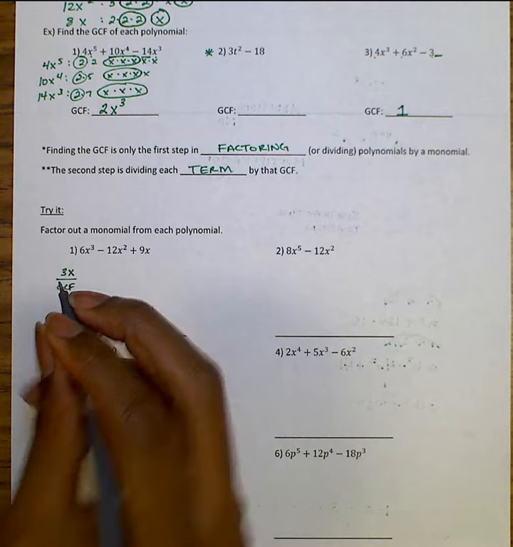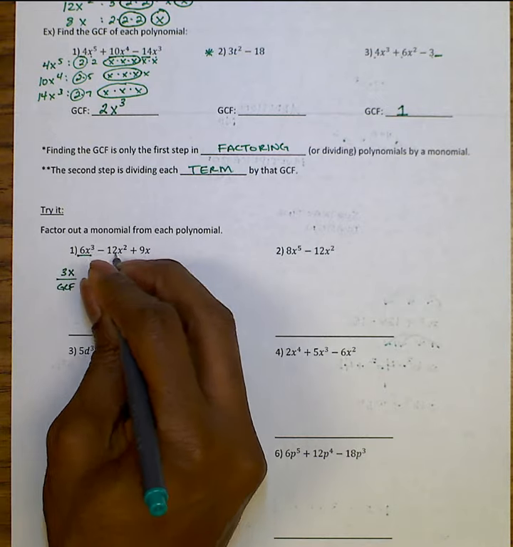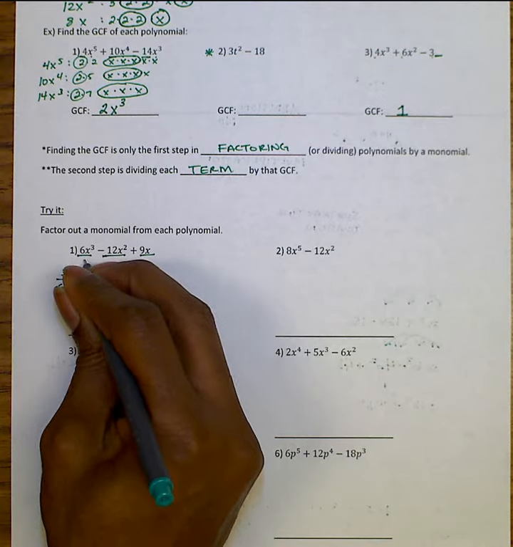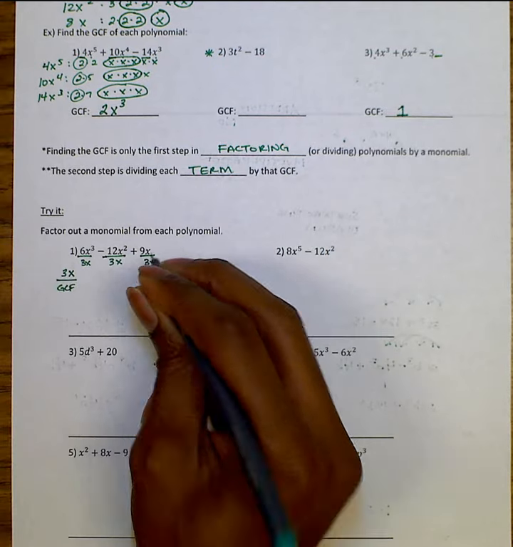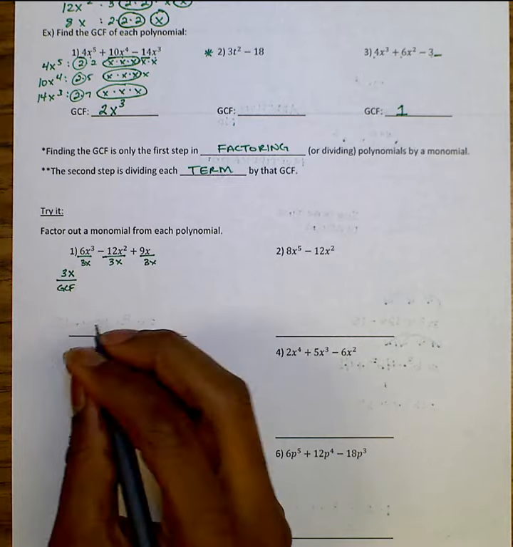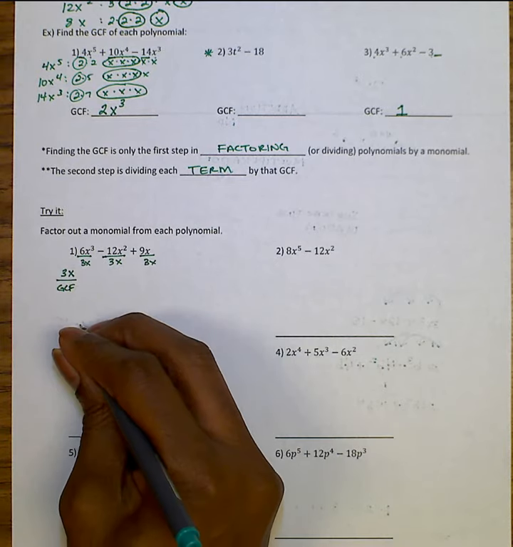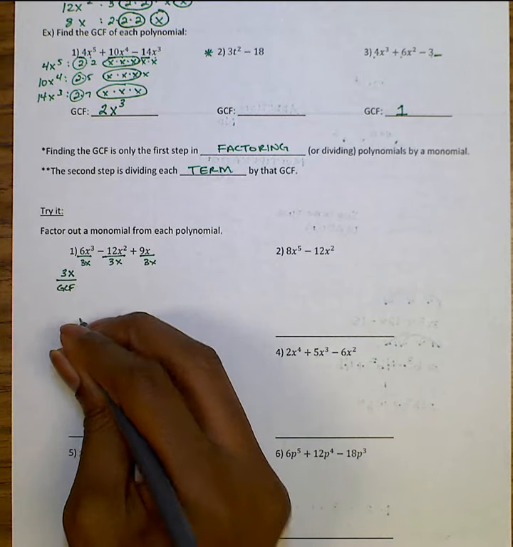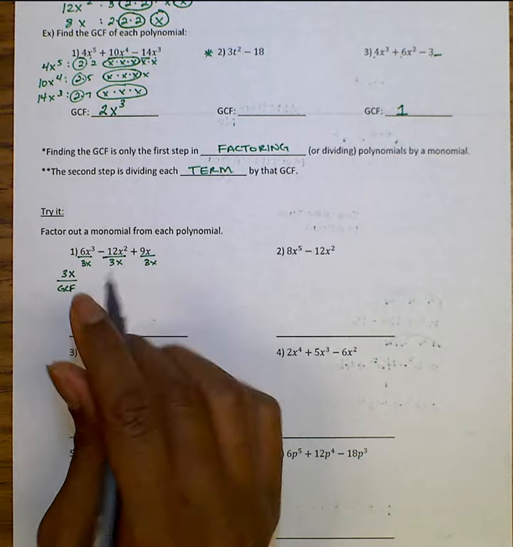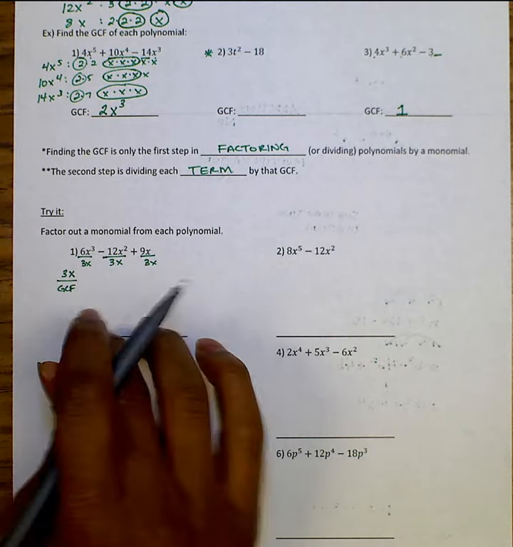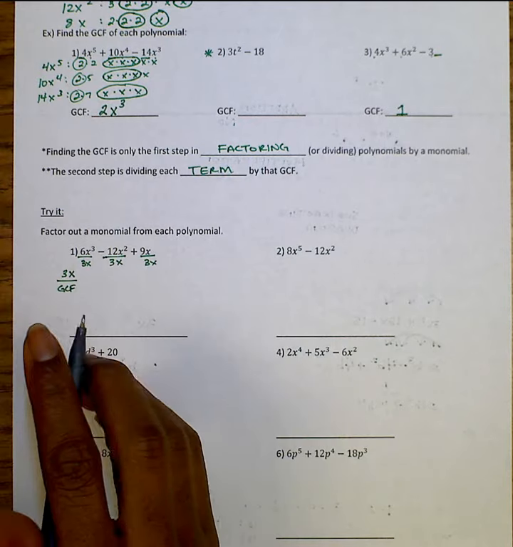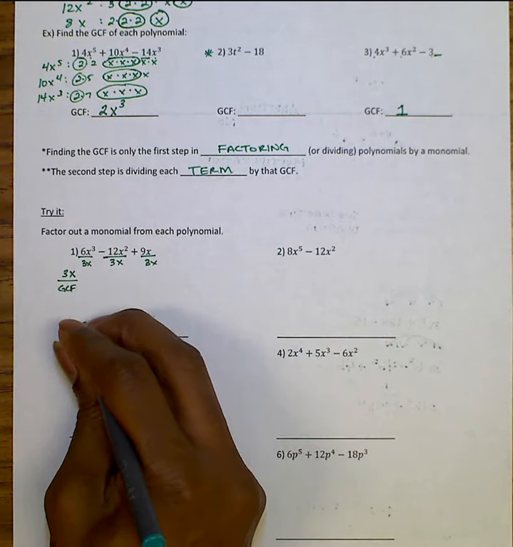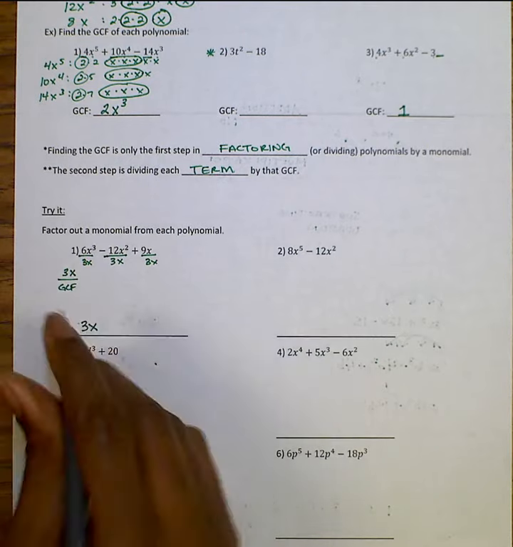And now what I'm going to do is go through each term and divide it by 3x. Now we should know how to do this because we've done this in the last chapter when we were doing our exponent rules. When I factor, the rule is that my factor should be able to multiply back into my original problem. So the GCF that I took out, I'm going to make sure I include it in my final answer. GCF was 3x.